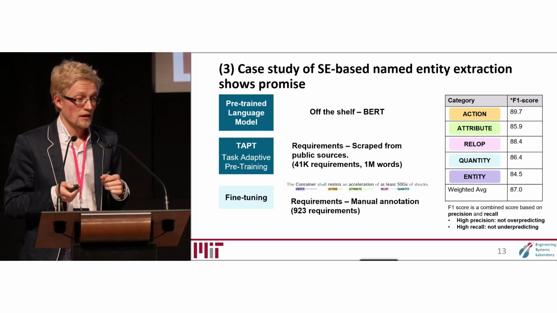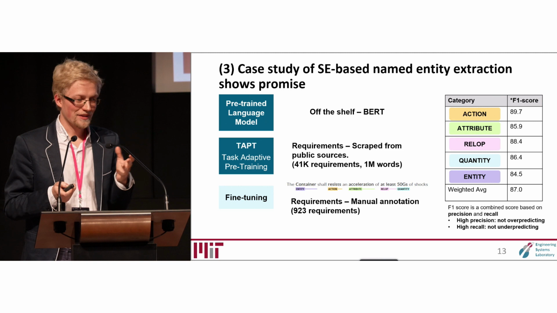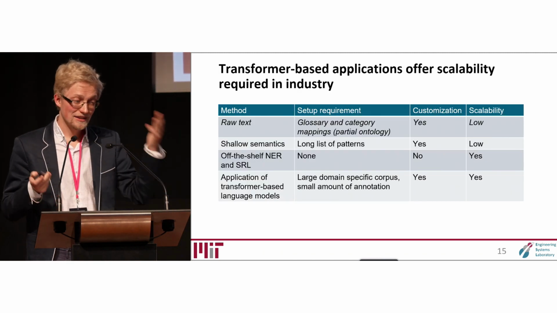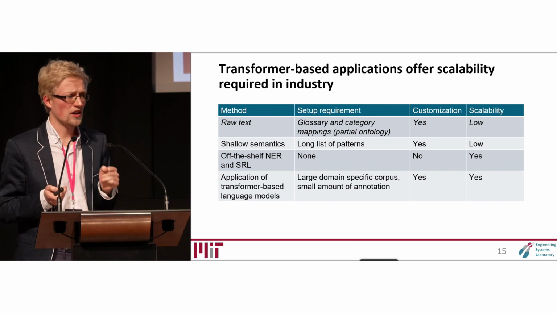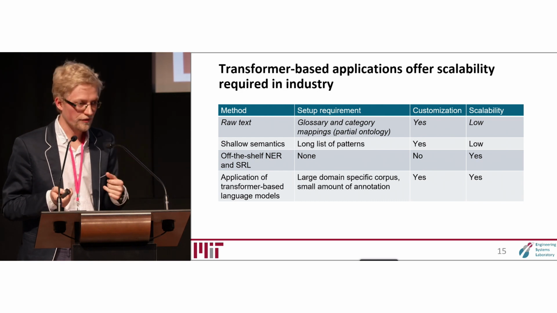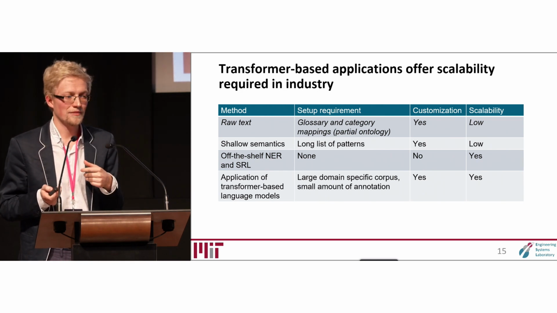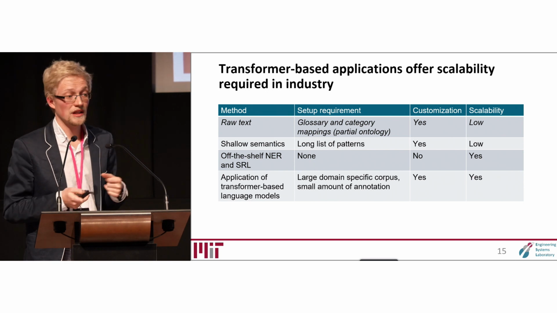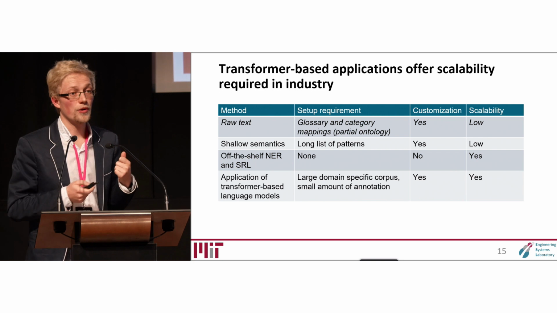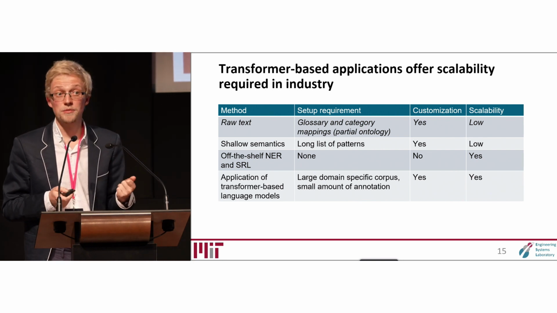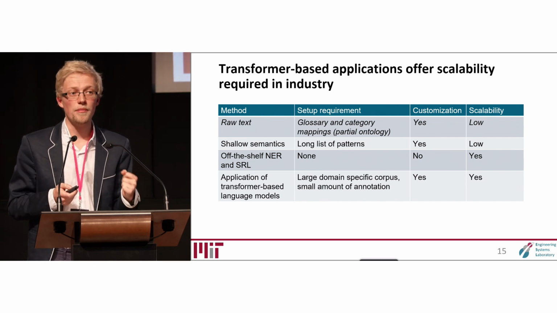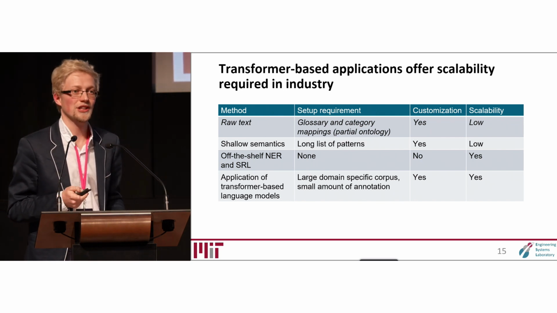So this is just kind of a short example, but to wrap it all up in terms of comparison, we have these 3 different methods. There's a 4th one at the top that I didn't cover. So shallow semantics, off-the-shelf named entity recognition, and semantic role labeling, and of course the language-based models. And each have their pros and cons, but we believe that the language models is a very promising one because it has mainly the scalability property that we need for large complex projects.